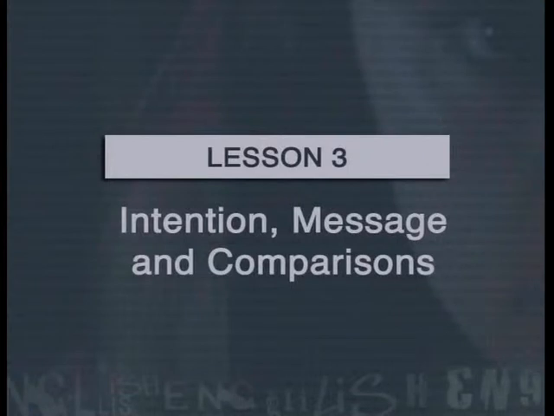In the third lesson, we look at how we can determine a poet's intention and message in a poem, and we consider the comparisons that poets use. To extend this lesson, get learners to find other examples of similes and metaphors that are used in poems and get them to explain how these help the poet to communicate a message. This activity would work well in groups.